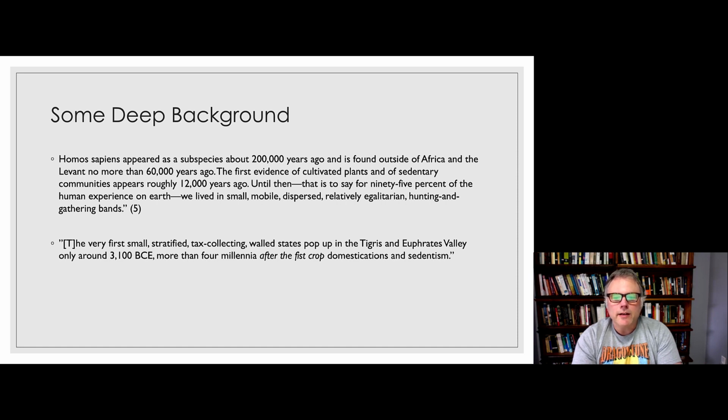And then he notes that until about 10,000 years ago, that is to say, for 95% of the human experience on Earth, we lived in small, mobile, dispersed, relatively egalitarian hunting and gathering bands. So from about 200,000 to at least 10,000 BC, we did not live in grain states. We lived as hunter-gatherers, where we didn't cultivate crops and livestock that we had domesticated.